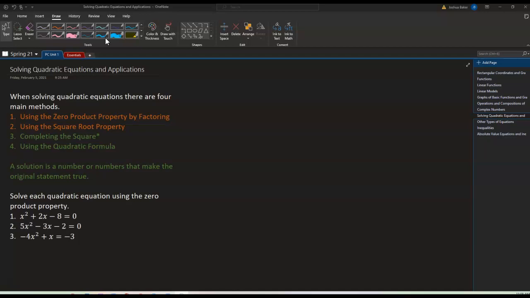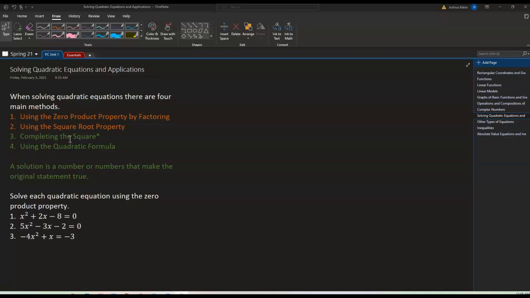There are these two orange ones, which are using the zero product property by factoring and using the square root property. And the thing about these two is that they do not always work, okay? The thing about the green ones, completing the square and using the quadratic formula, is they're always going to work.